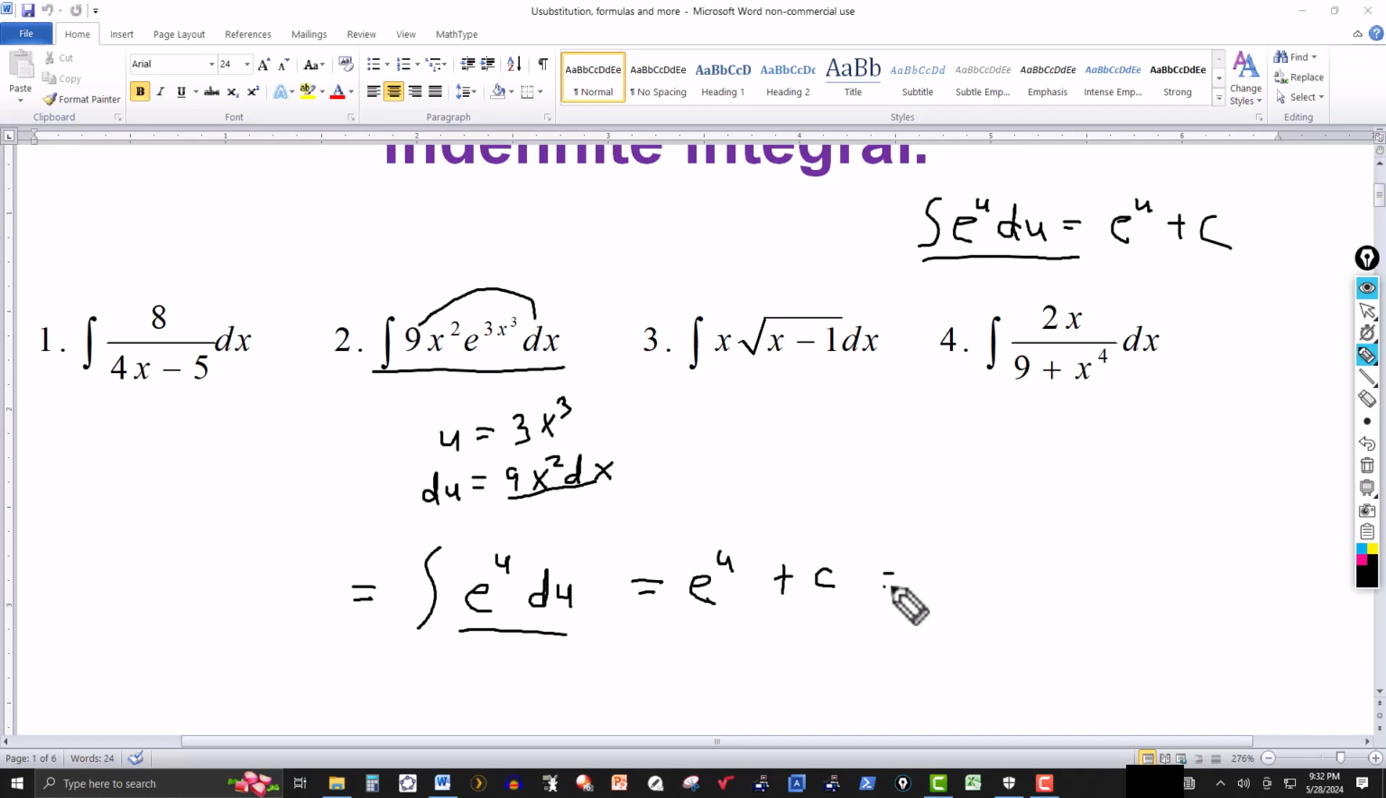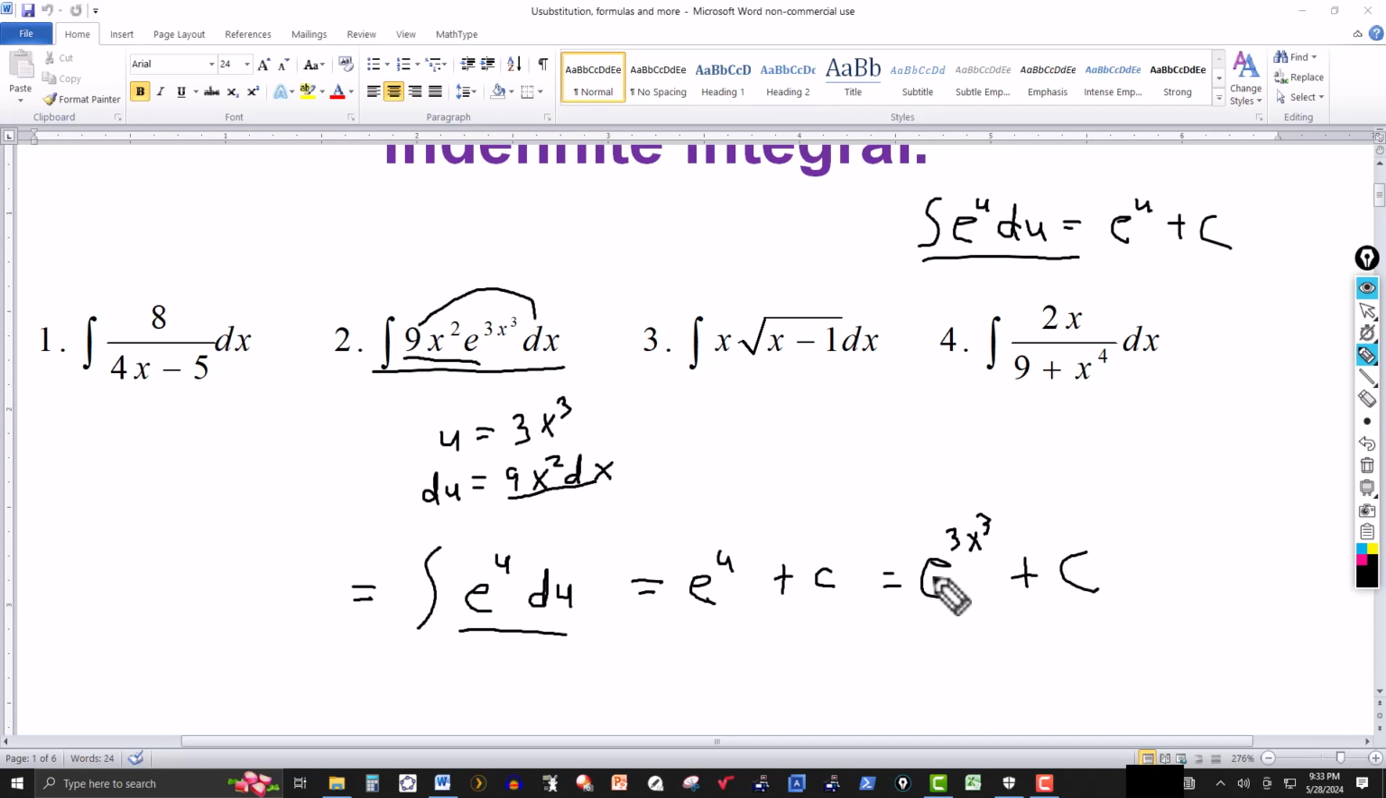But always go back to the original variable. This is the answer here in terms of u, but we started off with x. So then we just go over here and say, okay, e to the u is e to the 3x cubed plus the constant of integration. Now notice, if I take the derivative, and that's how you check these kinds of problems, take the derivative of the answer, and that's supposed to give you this integrand right here. Well, the derivative of a constant is 0, so that cancels.